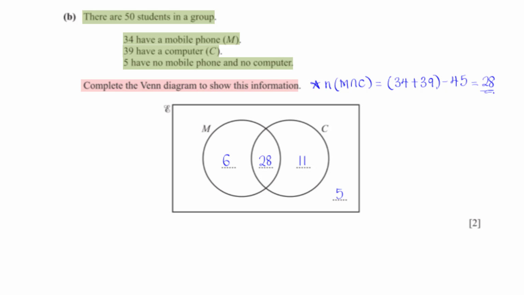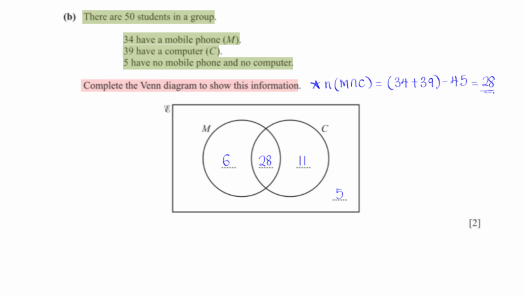When we add the number of students who use a mobile phone to the number of students who use the computer, we get a number greater than 45. This is because some students use both a mobile phone and a computer, and so they've been counted twice. And so to find the number of students who use both a mobile phone and a computer, we subtract 45 from the sum of 34 and 39, and this gives us 28.